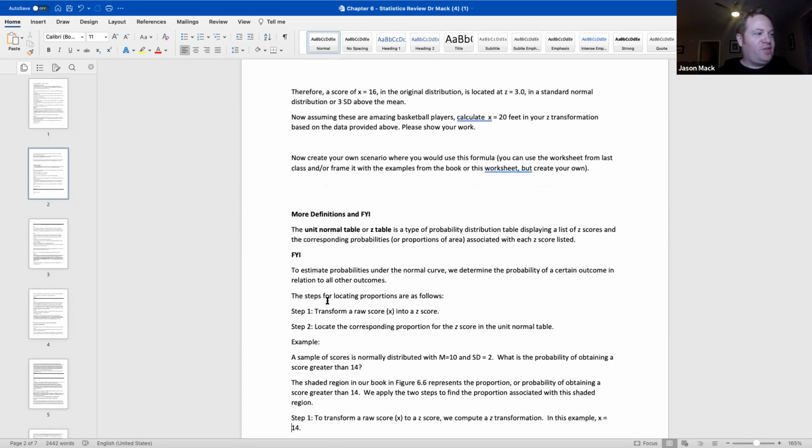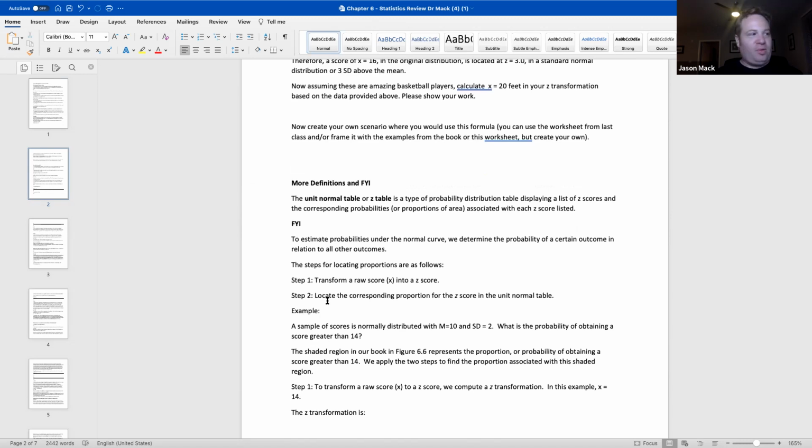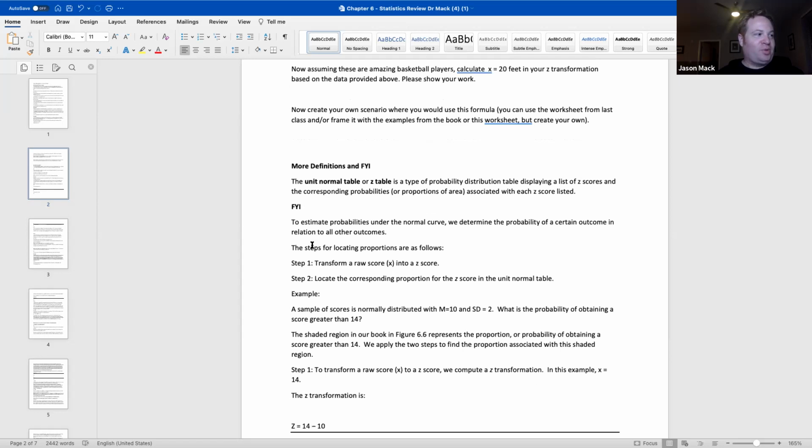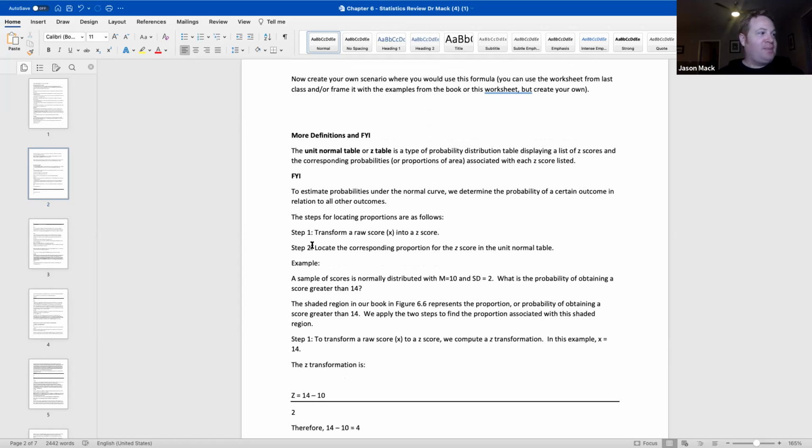Some more definitions and FYI. The unit normal table, which if you would like, I could post. I might have some that I can post just to make that easier. That should be in your textbook towards the end, though. That is a type of probability distribution table displaying a list of Z-scores and the corresponding probabilities or proportions of area associated with the Z-score listed. FYI, to estimate probabilities under the normal curve, we determine the probability of a certain outcome in relation to all other outcomes. The steps for locating proportions are as follows.